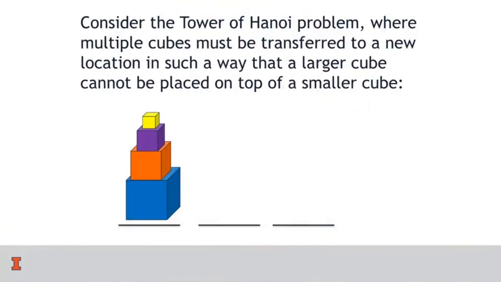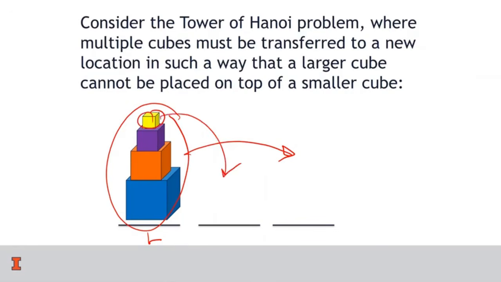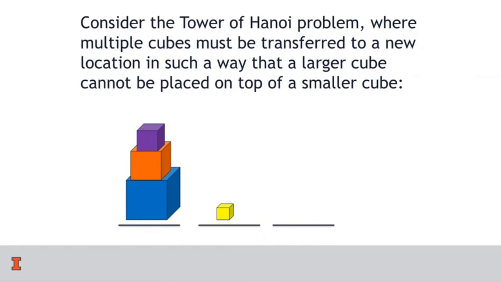Let's explore a classical problem in computer science called the Towers of Hanoi problem. The goal of this problem is to transfer all of the cubes from the leftmost stack to the rightmost stack in such a way that no larger cube can sit on top of a smaller cube. For example, we might start by moving the smallest cube on top and moving it over one stack. We've made one step in the Towers of Hanoi problem, and we've gotten maybe slightly closer to moving this entire stack from the source here to the destination.